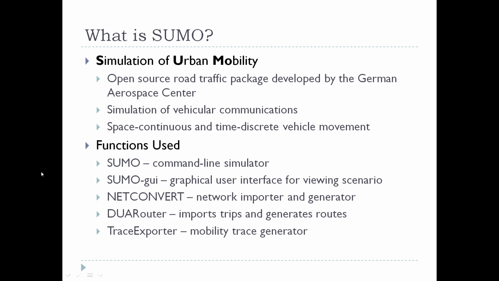So Sumo comes with a lot of different tools, options, and scripts, and the ones that I used were Sumo itself, which is the command line simulator; Sumo GUI, which is a graphical user interface where you can view scenarios and your road network; NetConvert, which imports certain files and generates a net file for you; DuaRouter, which imports trip files and generates routes. I'll get into that later. And then finally Trace Exporter, which takes certain files and then generates a mobility trace to be used later in NS2, or in our case, NS3.